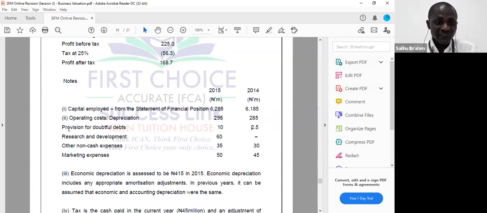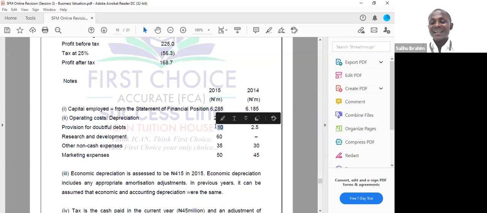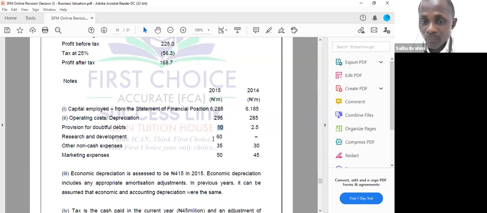So look at my provision for doubtful debt here. You can see that it's part of my operating cost, right? Because it is stated under operating cost, it means it is an increase in provision. So it will have been deducted from my profit. So what do I do? I will add it back to that profit. Okay?